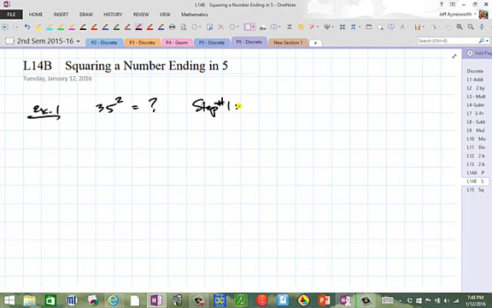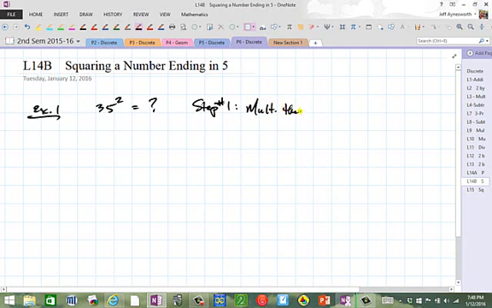We're going to multiply the tens digit by the next consecutive integer first. Okay, so let's write that down. We're going to multiply the tens digit by the next consecutive integer. Okay, so if you don't know what I mean by that, let's take a look at that right now.